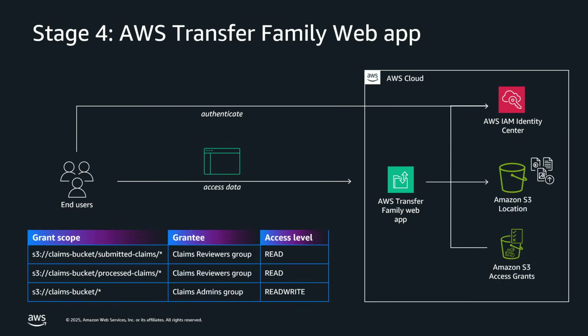But then we need to assign them permissions and authorizations. That is done through another service called S3 Access Grants. In order to do this, we first define an S3 bucket location with our access grants. This is where we're going to specify a location to assign grants or permissions to. And then we're going to assign individual grants for our users or groups. In the table in the lower left, those are the grants that we'll be assigning. You can see that our claims reviewers group will be given read-only access to the submitted claims and processed claims buckets. And then we'll have a claims admin group.